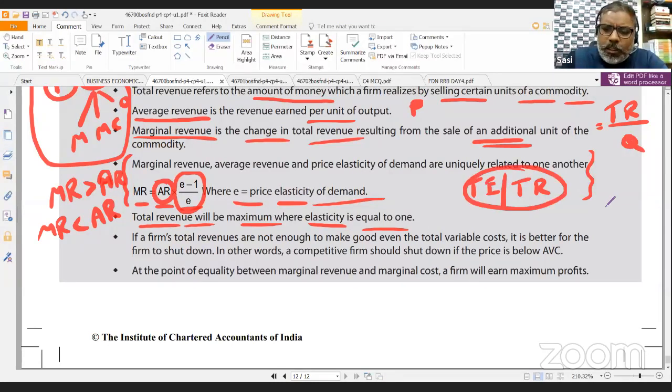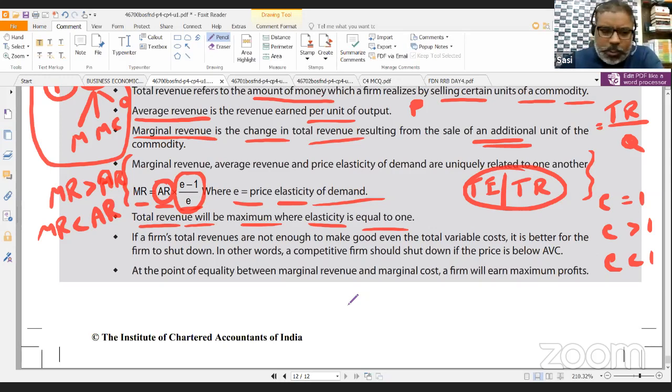What happens when elasticity is equal to 1? What happens when elasticity is greater than 1? And what happens when elasticity is less than 1 for a product of more elastic, less elastic, or unitary elastic? When it is unitary elastic, total revenue remains constant. But that is the maximum level where the elasticity is equal to 1 that a company or a firm can get maximum revenue, or total revenue will be maximum at that level, we can say.